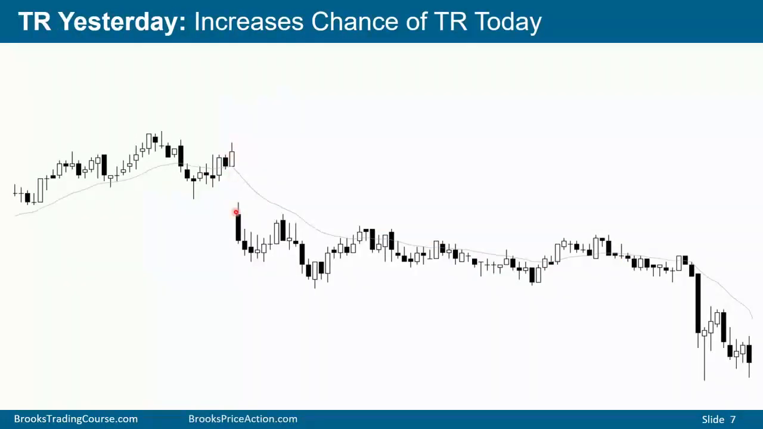Here's the open of the day, and yesterday there was a lot of trading range price action. Markets have inertia, and they tend to continue what they were doing before. You always look to the left to get an idea of what the right will look like.